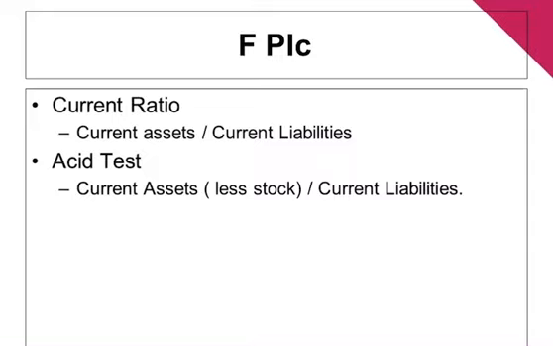Now, why we do the acid test is that although we may have made a lot of stock, we may not be able to sell it for anything, and so all that we can claim on are our other assets. So in essence you are comparing your receivables and your cash and seeing if you've got enough money to cover your payables or your creditors.